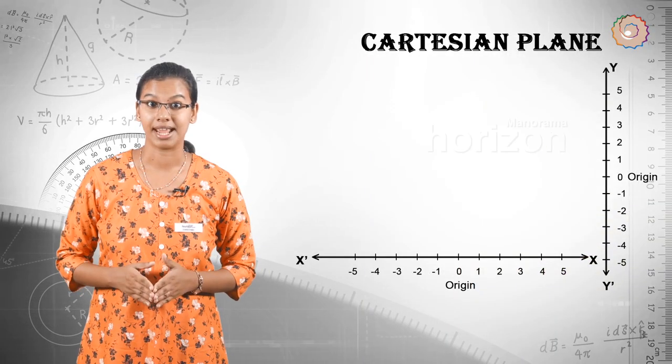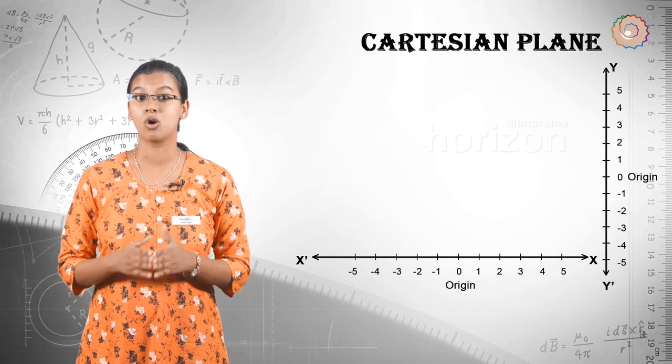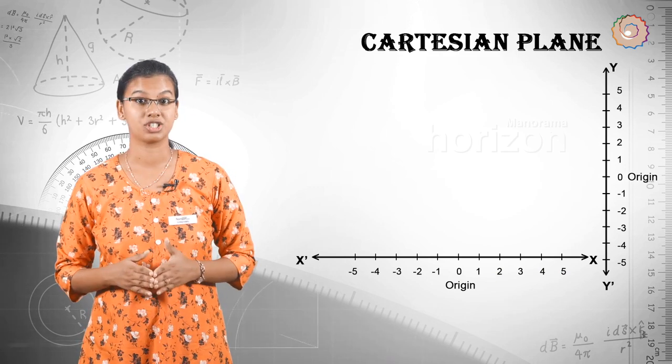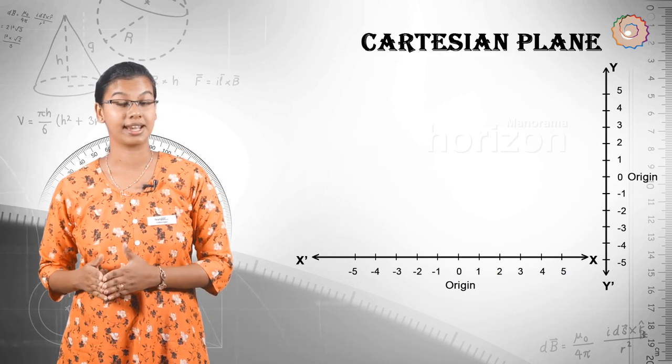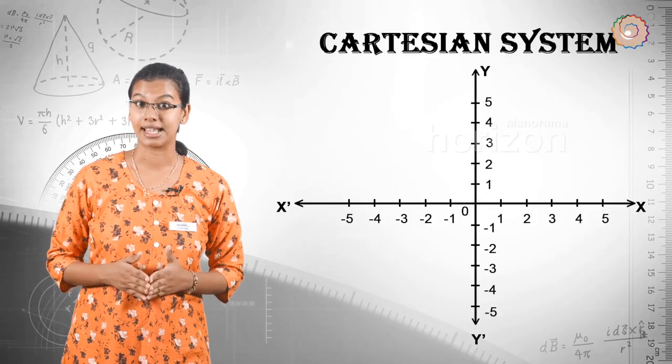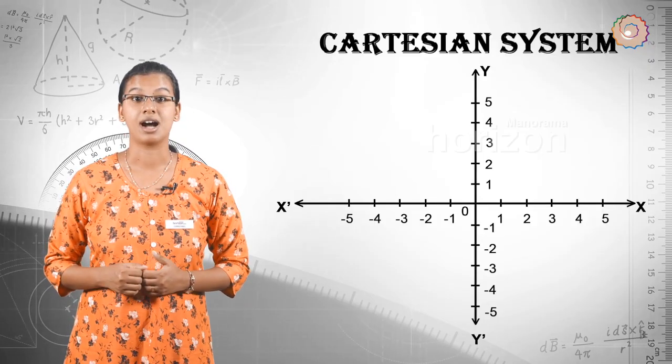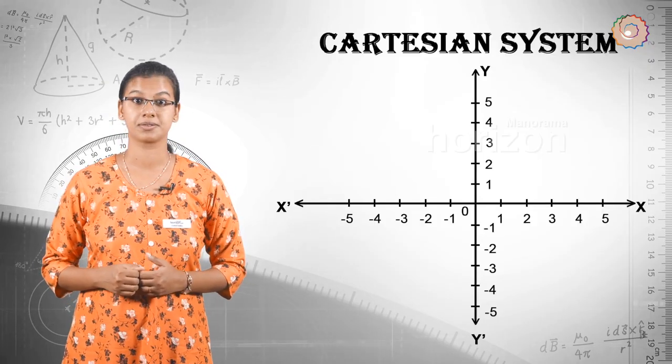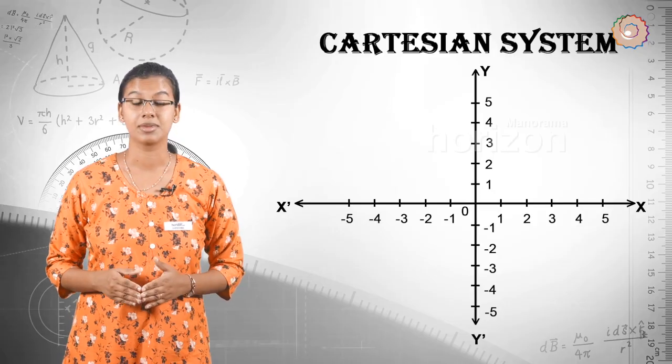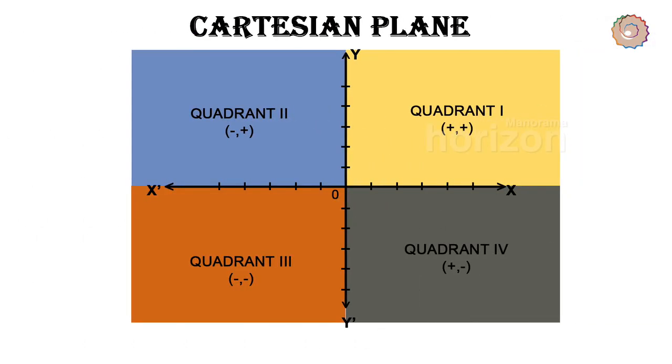A Cartesian plane is formed when the horizontal number line x-x and the vertical number line y-y intersect at their zeros, which is marked as O for origin, thus dividing the plane into 4 quadrants. Also, x-x and y-y are called the x-axis and y-axis respectively.